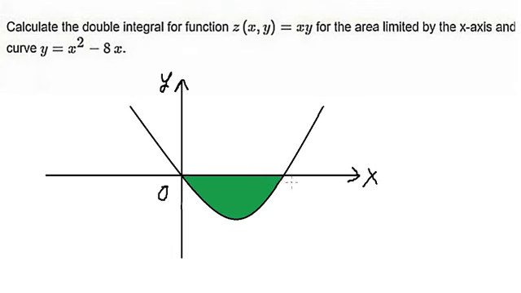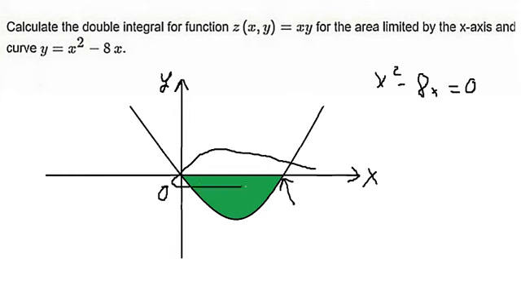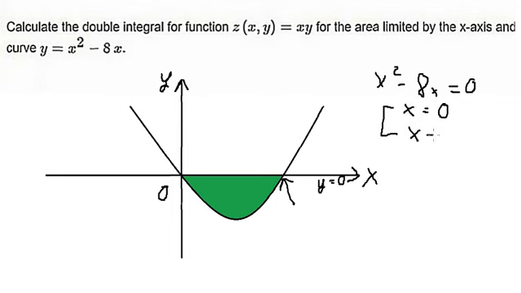Now we need to find the intersection in here. To do this, we set x squared minus ax equal to 0, because this is y equals 0. That's why you have 0 in here. So we find the solutions, and we have x equals 0 and x equals 8. So this one is 8.